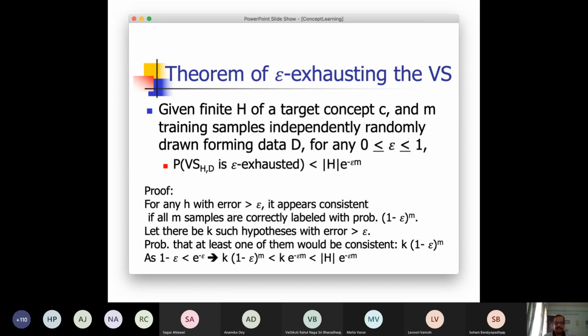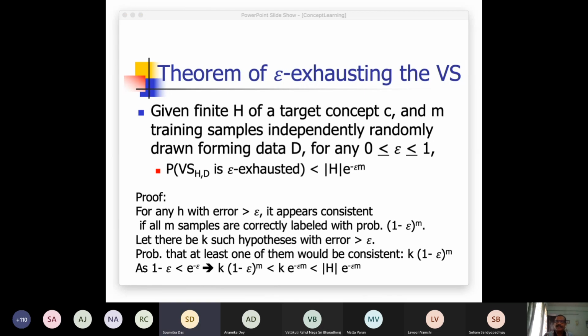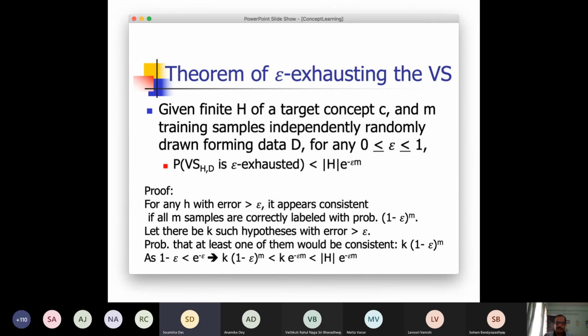Sir? Yeah, there is a question. Sir, how is that k into (1 minus epsilon) to the power m coming? Yeah, what is your question? Sir, how is that k into (1 minus epsilon) to the power m coming? Yeah, that is what is explained here.